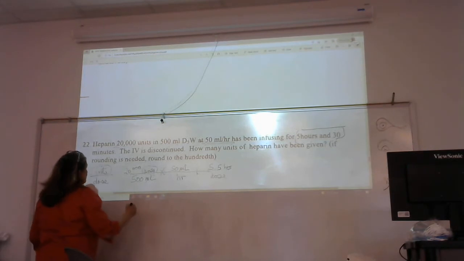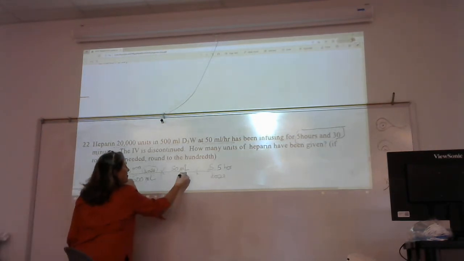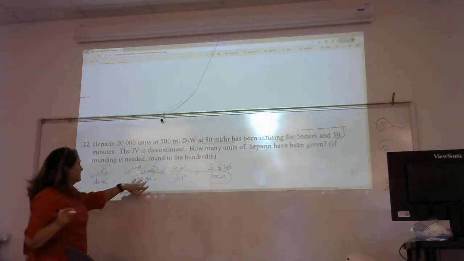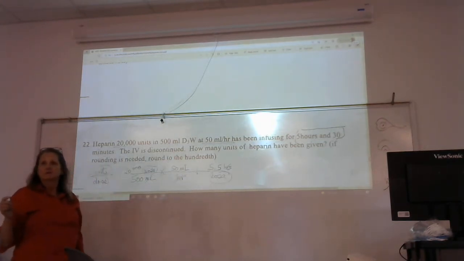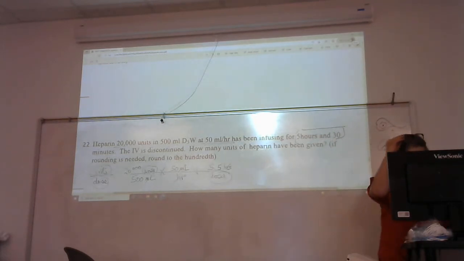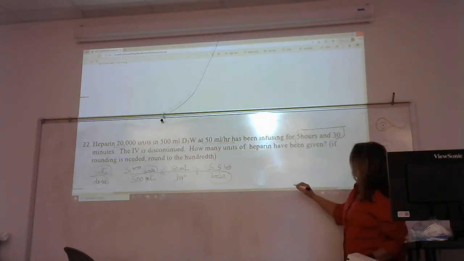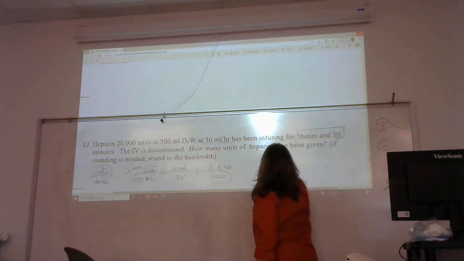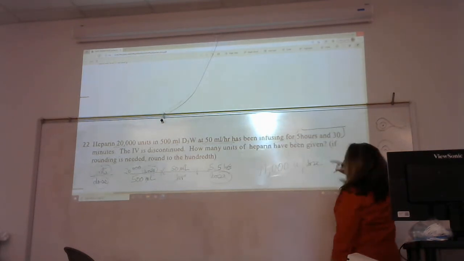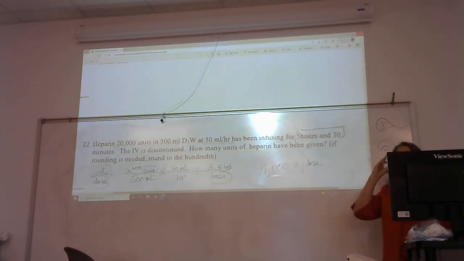right. So now I got my dose here and here. It's where it's supposed to be. Everything else is marked out. And when I got that answer right there, it was 11,000. Units per dose. That's how much he got over that 5.5 hours. 11,000 units of heparin.